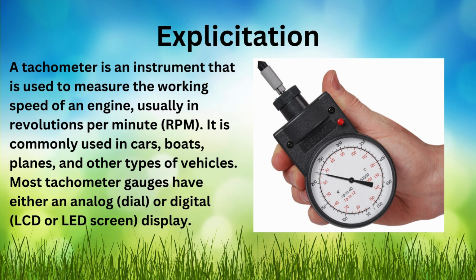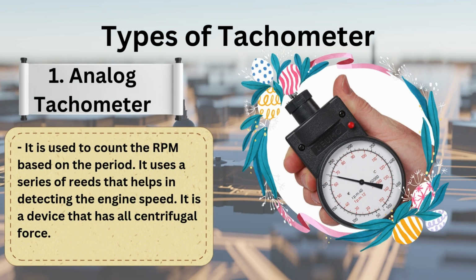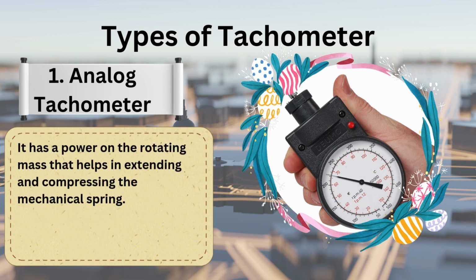Most tachometer gauges have either an analog or digital display. For the types of tachometer: Number 1. Analog tachometer. It is used to count the RPM based on the period. It uses a series of reeds that helps in detecting the engine speed. It is a device that has a centrifugal force. It has a power on the rotating mass that helps in extending and compressing the mechanical spring.